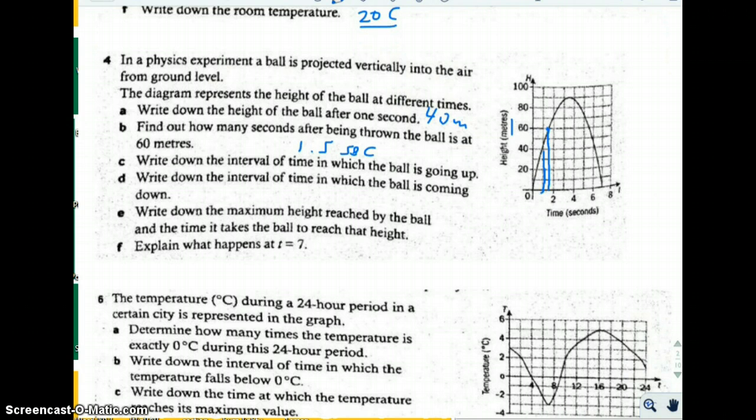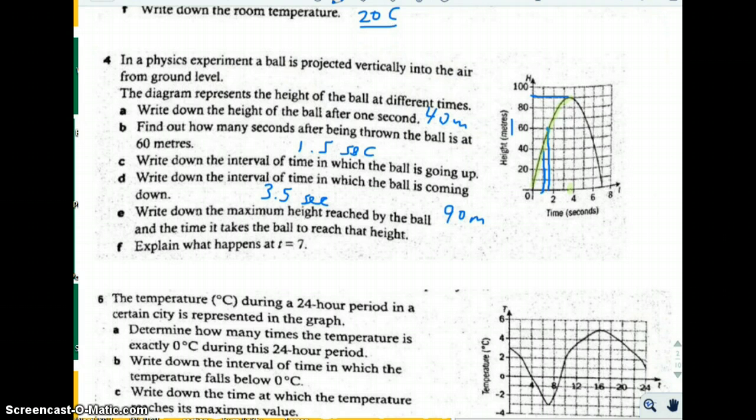Write down the interval of time in which the ball is going up. Well, it looks like the ball is going up until it gets to there. So what time is that? It's about halfway between, let's see, it's about there, right? So that would be about halfway between 3 and 4, so maybe 3.5? 3.5 seconds. Write down the maximum height reached by the ball. Well, that, of course, would be right there. That's 90, right? 90 meters.